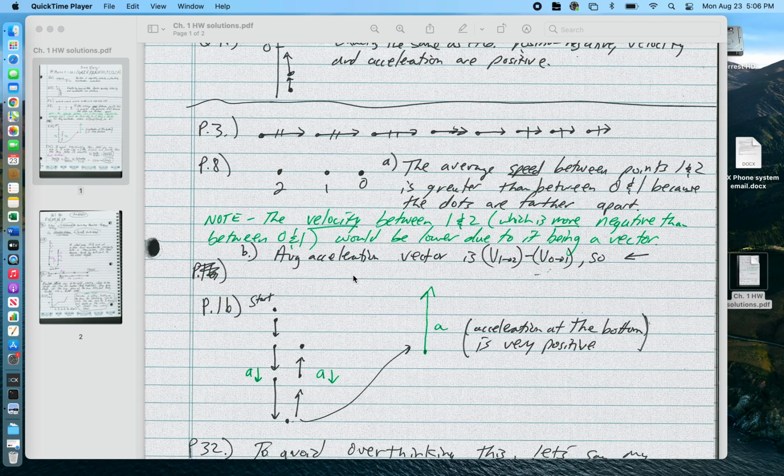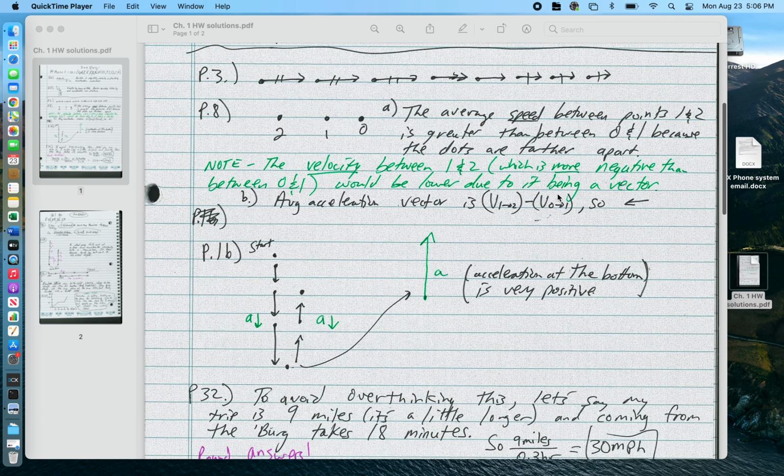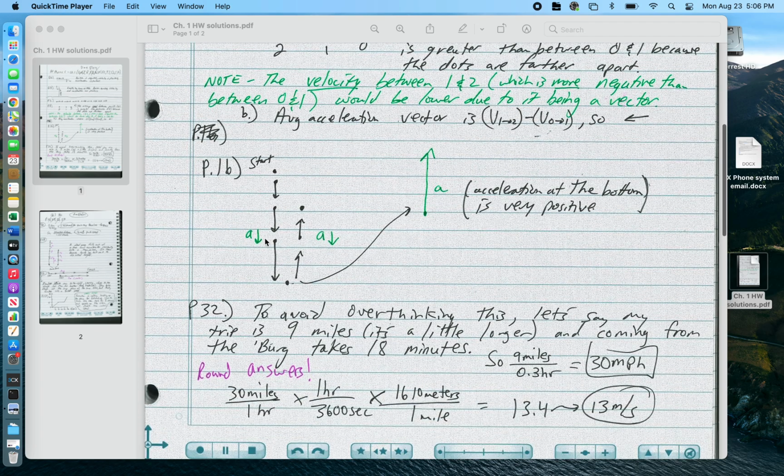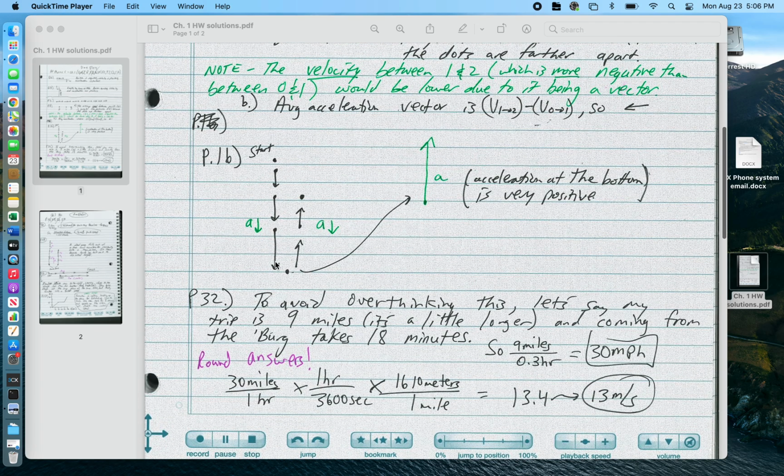For part B, the average acceleration vector, if we were thinking about going to the left and speeding up, would be an arrow pointing to the left. This was asking about something that was dropped from a 3rd-story building, bounced, and came up only 2 stories. So this is not an elastic collision. It does not have the same kinetic energy leaving the ground as it has going in.